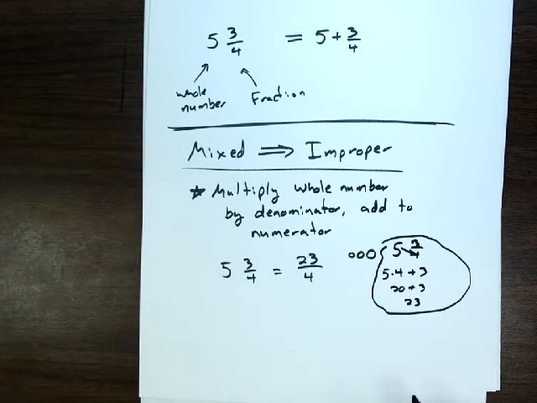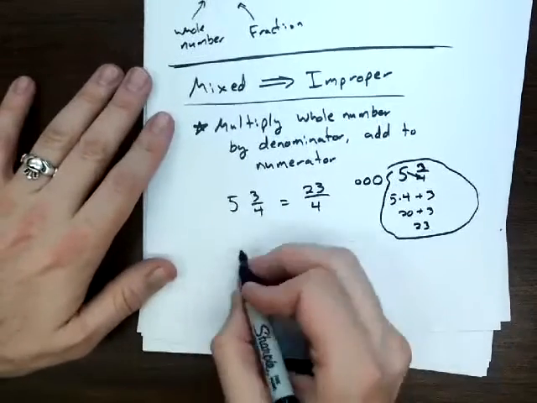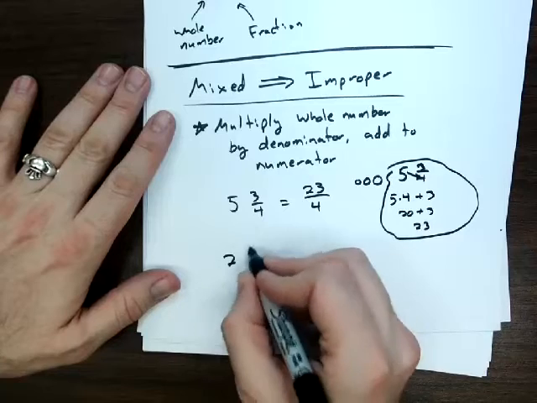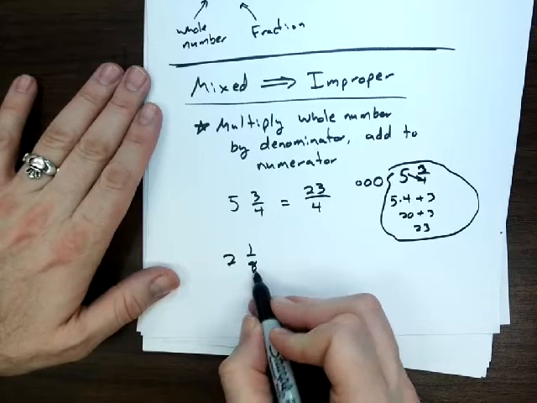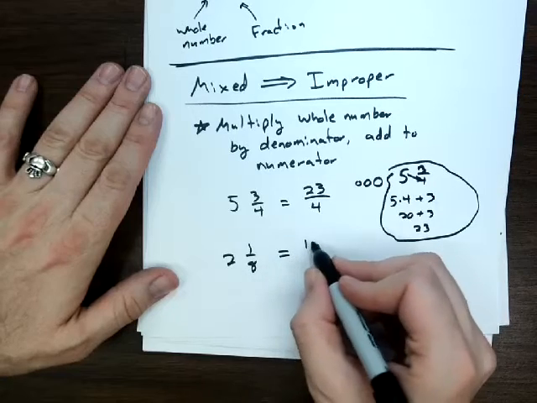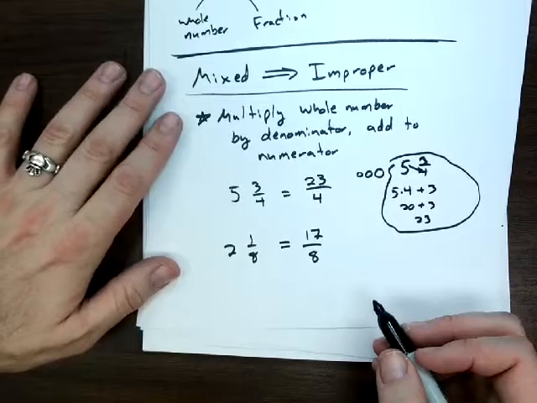All right, let's do that again. Let's see what happens if we do this a couple times. Say I've got something like 2 1/8. 2 times 8 is 16. 16 plus 1 is 17/8. We're done. Wow, that's easy.